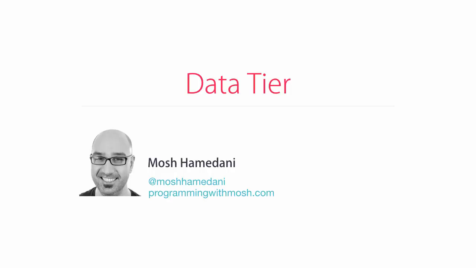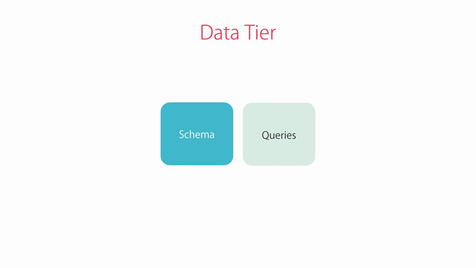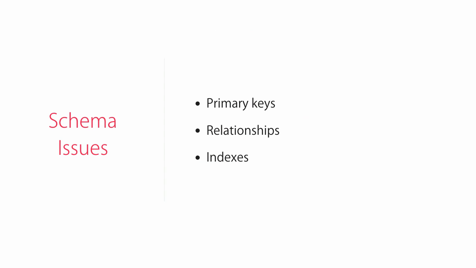Okay, so data tier. Performance problems in this tier are often because of database schema and/or queries. In terms of the database schema, make sure that every table in your database has a primary key and there are relationships between these tables. You should also use indexes on columns that you use for filtering records in your queries.